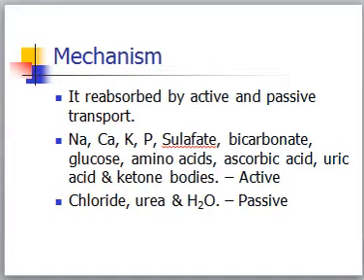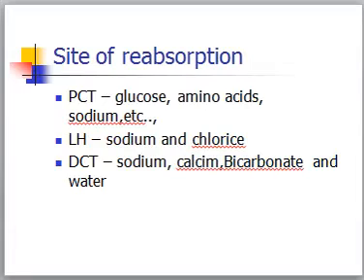Next we are going to see the site of reabsorption. I hope everybody knows the parts of the nephron. After the Bowman capsule there is the proximal convoluted tubule, loop of Henle, distal convoluted tubule, and connecting tubule, isn't it? Now we are going to see exactly where reabsorption takes place. Reabsorption of substances occurs in almost all the segments of the tubular portion of the nephron.